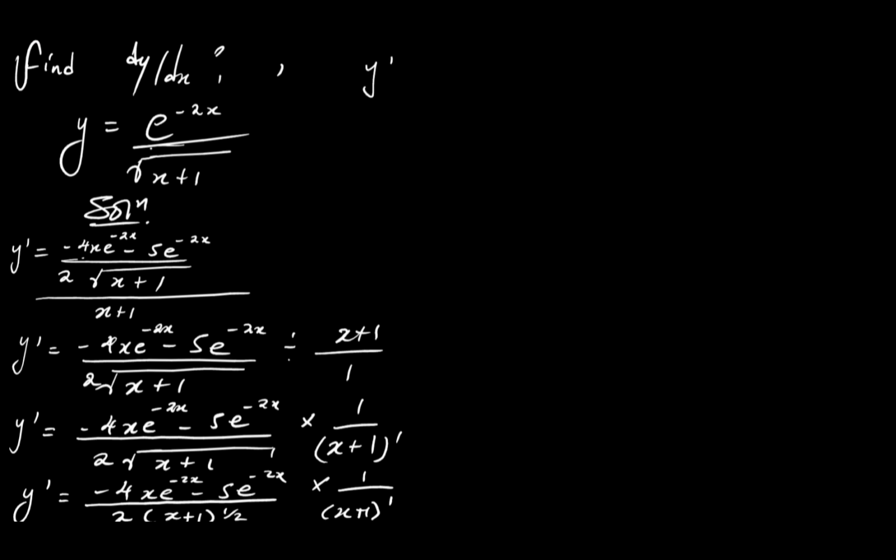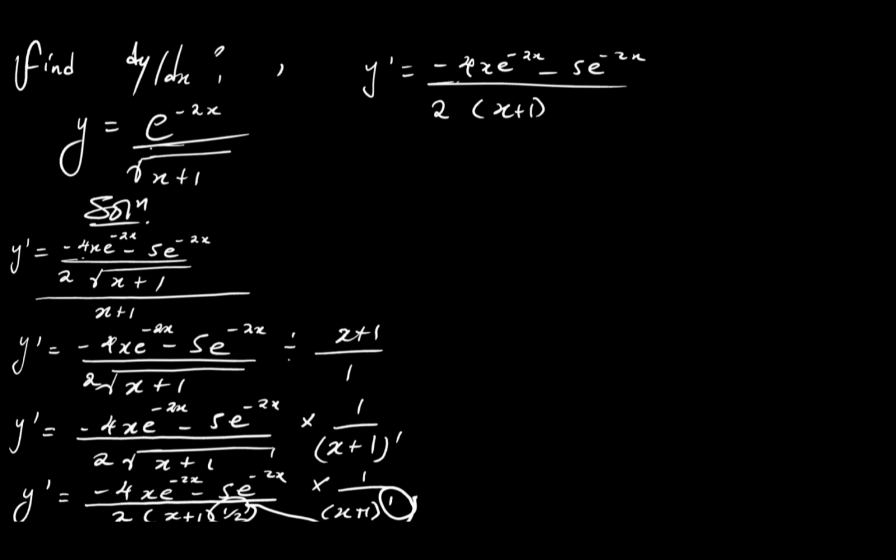So y prime is equal to minus 4xe to the minus 2x minus 5e to the minus 2x. Then it's times 1, so it won't change anything. Then 2 open brackets, x plus 1 to the half times x plus 1 to the first. That would be 2. Now I'm going to add the powers: this half plus that one gives us 3 over 2.